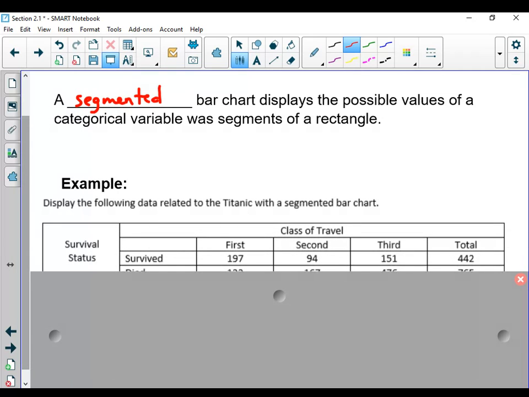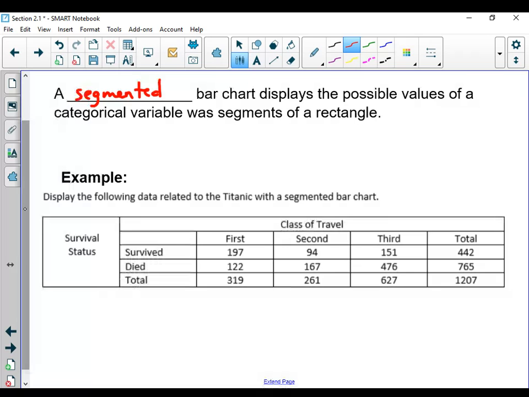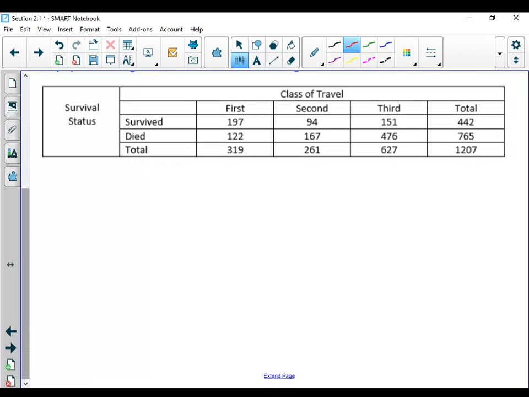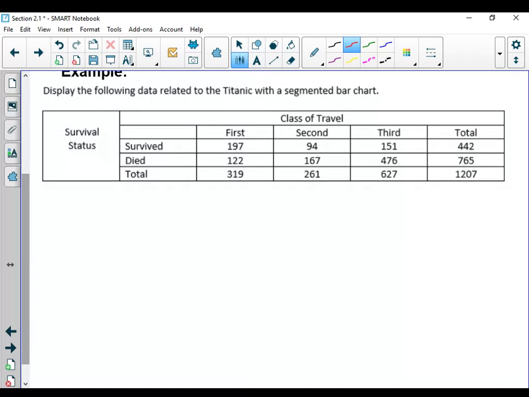So I took this example from the book, and made it so it didn't go really exciting. But what we're going to try to do is display this data with a segmented bar chart. So here's the data that they kept track of.